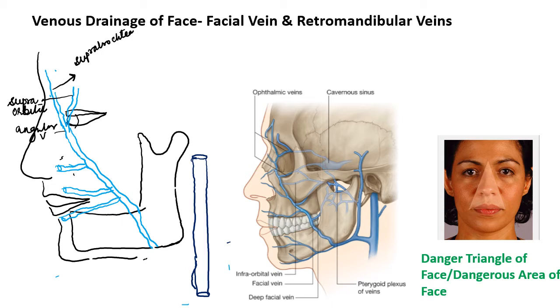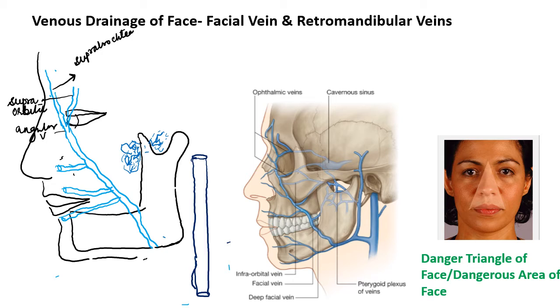Now, the deep area of the face, that is the part of the face which is below the temporal bone, this area inside, to the medial side of the mandible. This is the deep area of the face. This is drained by a plexus of veins which is known as the pterygoid venous plexus, right? So let's draw the pterygoid venous plexus. Out here, deep to the mandible, is a plexus of veins which is the pterygoid venous plexus.